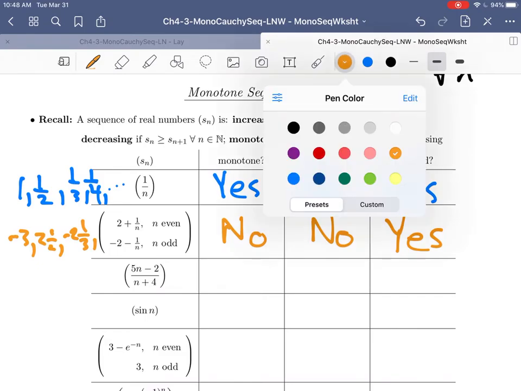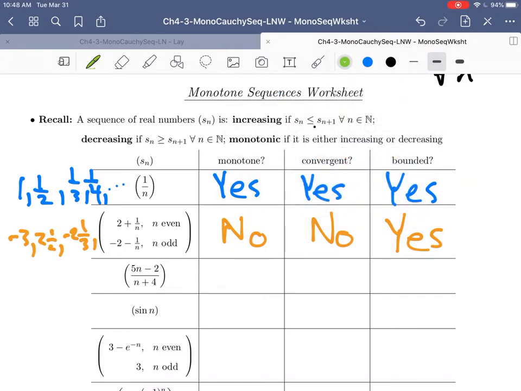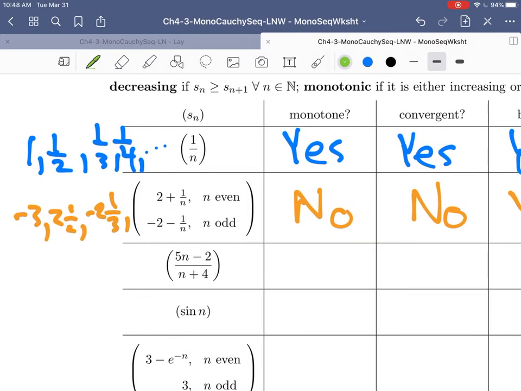Let's take a look at another example. Here we have 5n minus 2 over n plus 4. When n is equal to 1, we'd have 5 minus 2 over 5, so we'd have 3/5. When n is 2, we would have 8/6, which is 4/3, but I'm going to be a little bit lazy here in this moment. When n is 3, we would have 15 minus 2, so we'd get 13 on top. On bottom, we'd have 7.